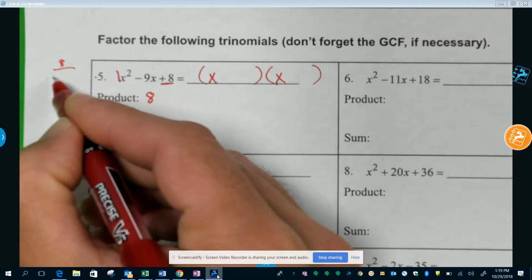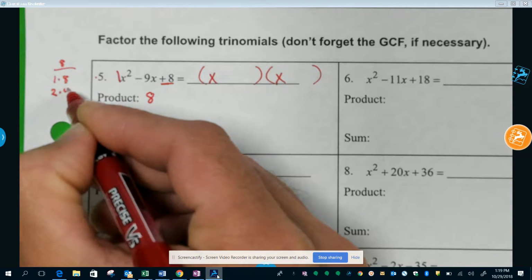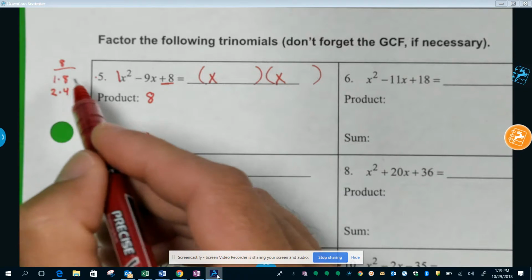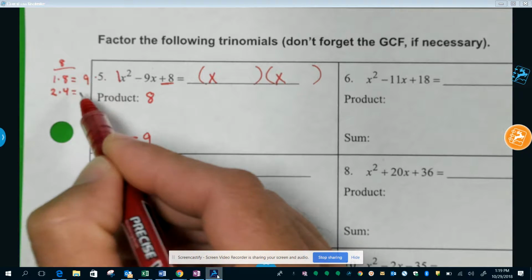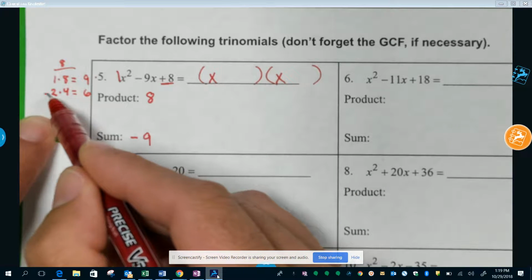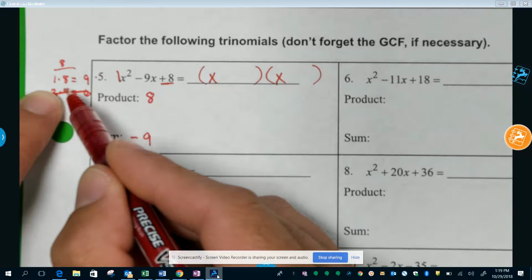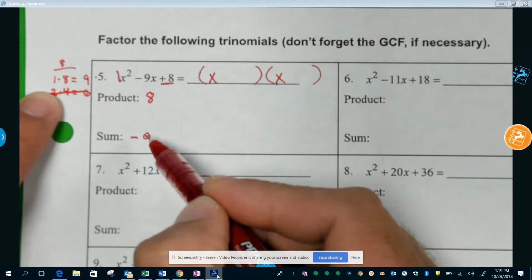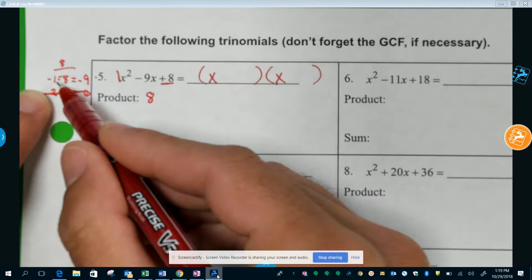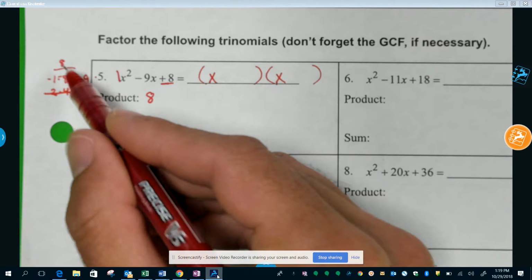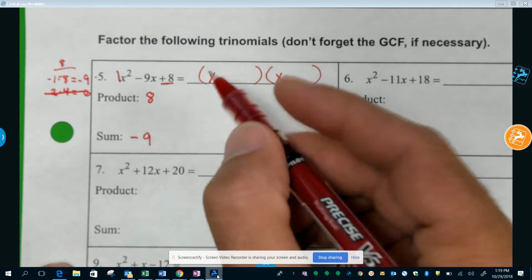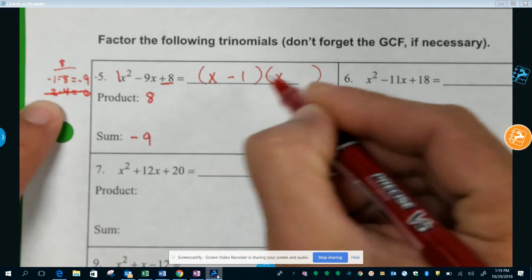So my options for 8 are going to be 1 times 8, 2 times 4, and that's it. Well, if I add 1 and 8, that adds up to 9. And if I add 2 and 4, that adds up to 6. I need it to add up to a -9. So 1 and 8 sounds most like it, but 1 and 8 add up to 9. So if I need it to add up to a -9, then I need to change my signs. So it's actually going to be -1 and -8, because if I multiply -1 times -8, negative times negative still multiplies to +8. That's what I need. But when I add -1 plus -8, now it adds up to -9. So the two numbers I'm using here are -1 and -8.